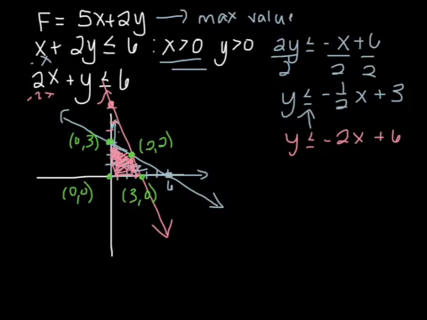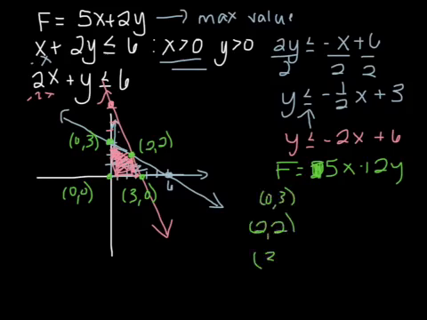So now I'm going to focus on this function. F equals 5x plus 2y. At 0, 0, we're going to ignore it, because if I plug in 0, 0, the maximum value is not going to be 0. So we're going to test 0, 3, we're going to test 2, 2, and we're going to test 3, 0, and see which one produces the highest number.